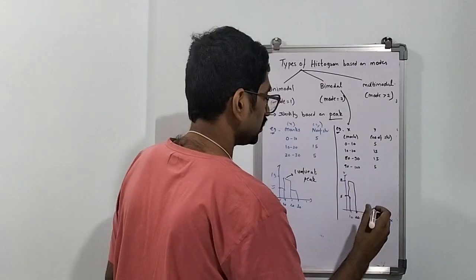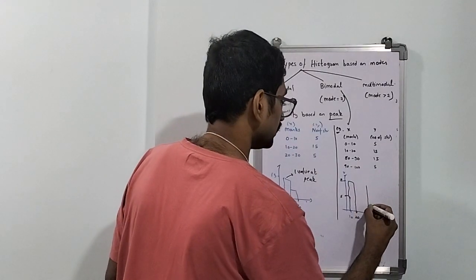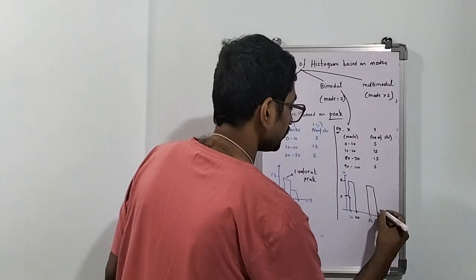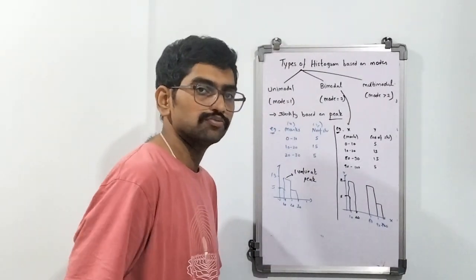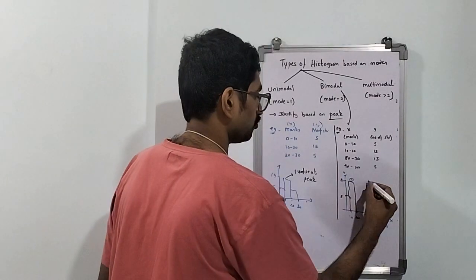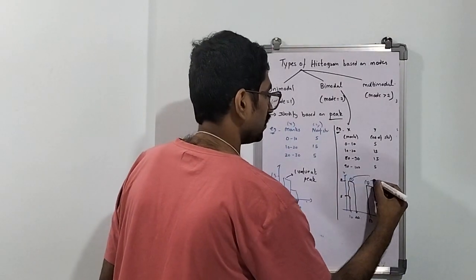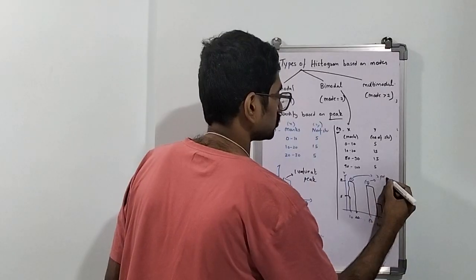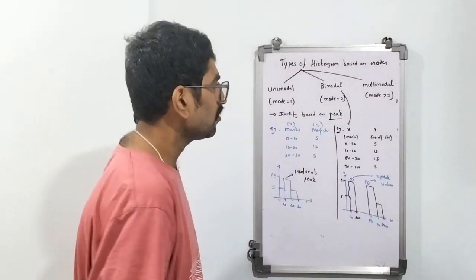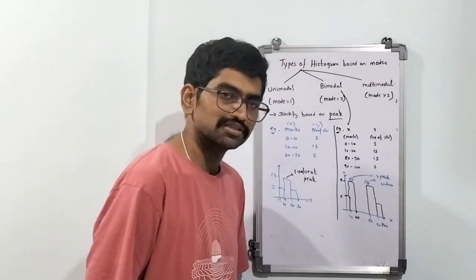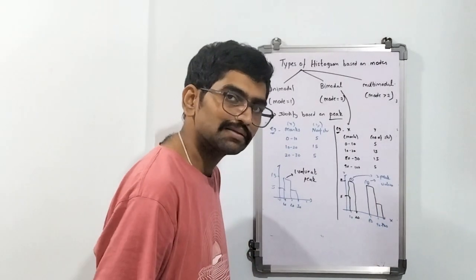And then directly 80 to 90, it has happened 15. And 90 to 100 again 5. So now if you observe here, there are two peak values. This is one peak value, this is two peak values. Since there are two peak values, it is said to be bimodal. So what is multimodal? As the name suggests, more than two peaks means you will get multimodal.